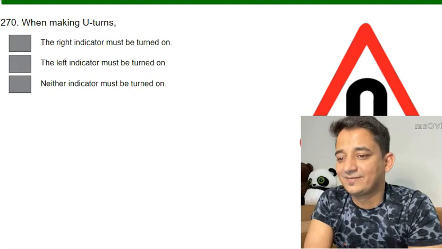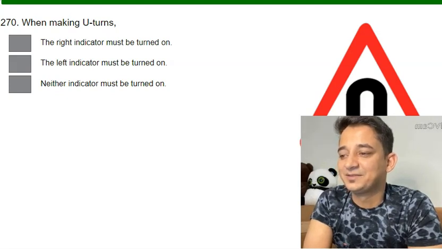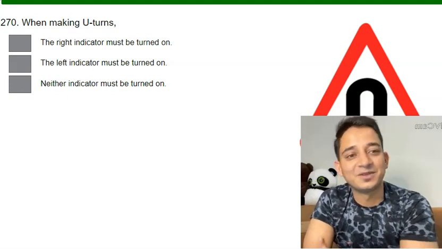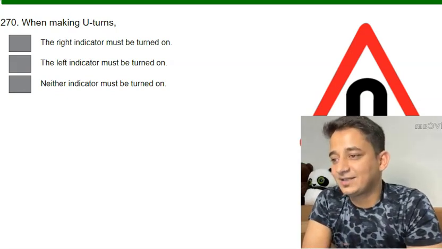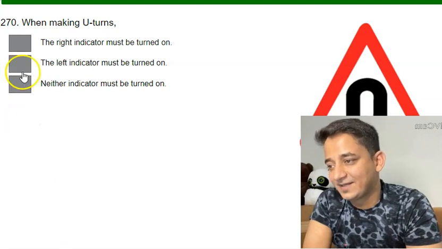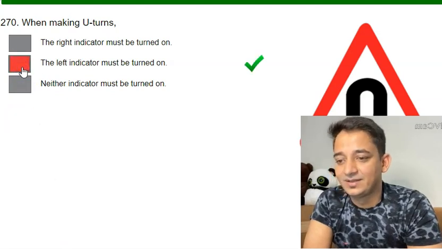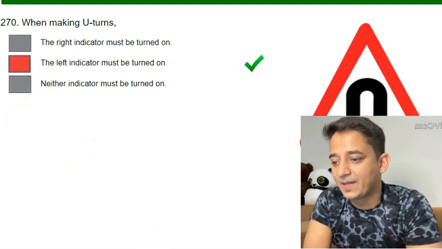Next question. When making a U-turn, the right indicator must be turned on. The left indicator must be turned on. Neither indicator must be turned on. So when you're taking a U-turn, the answer is the left indicator must be turned on. Yeah, because it's a right-hand drive.